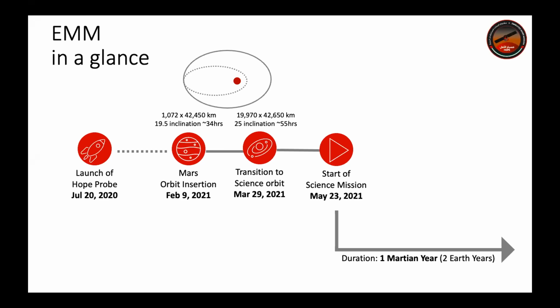And we reached this month an important milestone, which is the release of our first data sets. And that was on October 1st of this year. During the first batch of the data release in the science data center, we had all the data that the probe had taken since Mars orbit insertion, so since February 9th, until a day before the science phase began, so until May 22nd, 2021.